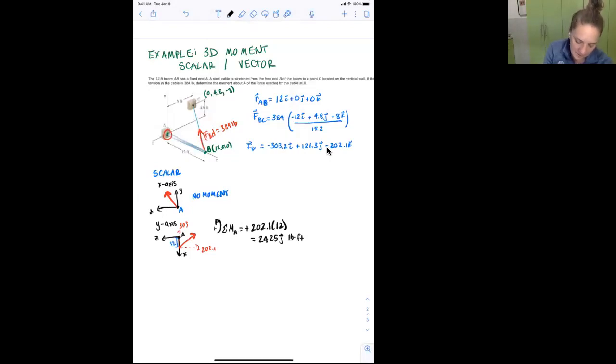Okay. And then now let's look at the z-axis. So again, we're going to smush the z-axis, so I'm going to end up with the y and x. My force in this case is going to go negative in the x direction and positive in the y direction. So it's going to look something like this. I'm going to need to know this y component, which is 121.3. My distance here is the same 12. And this is still my point A.